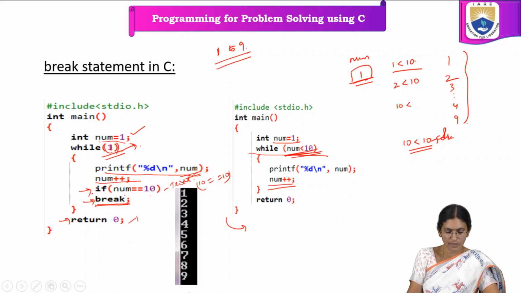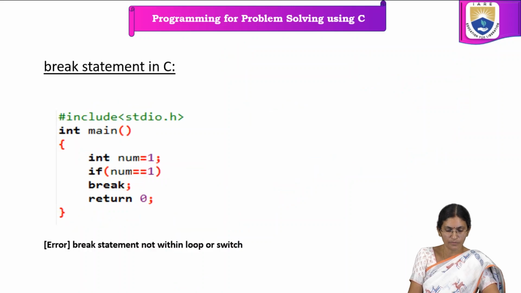So this is a program written to print the numbers from 1 to 9 by making use of the break statement. Similarly, you can write the program by using a for loop also and a do while loop. Next, one more program.